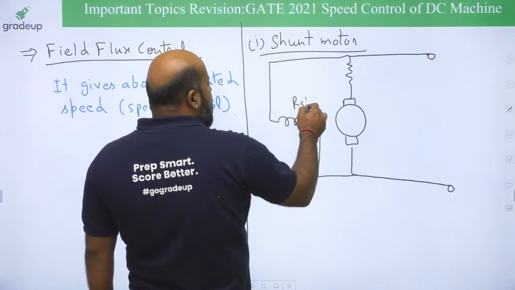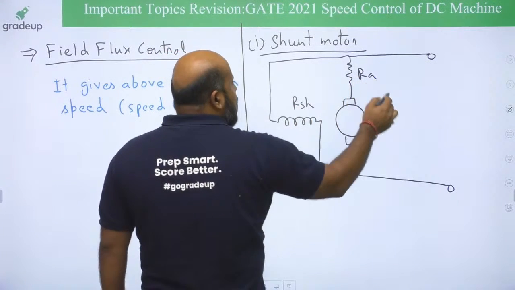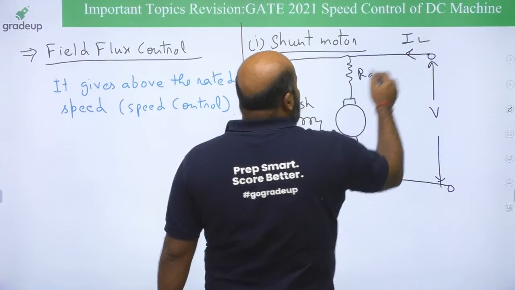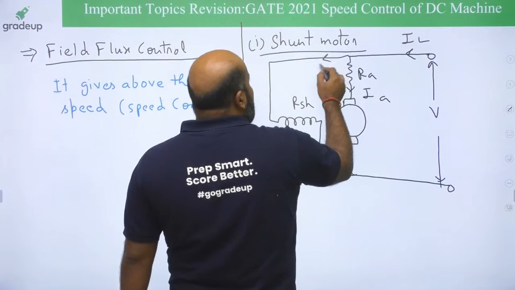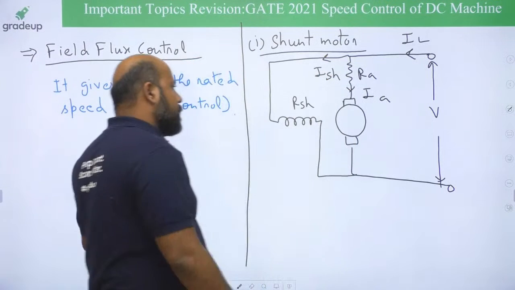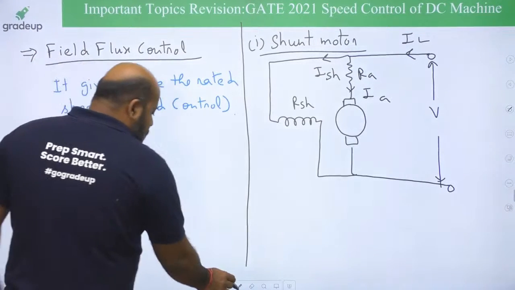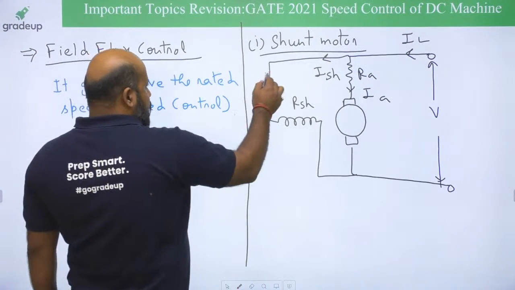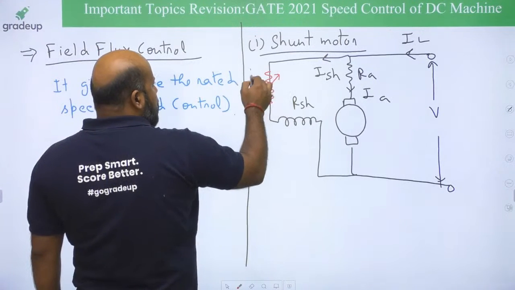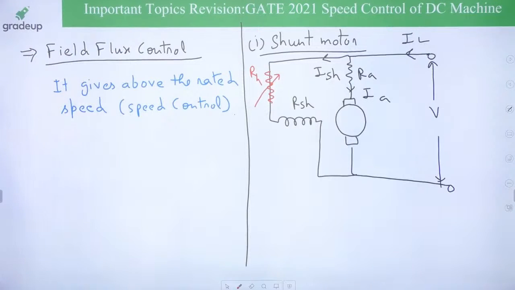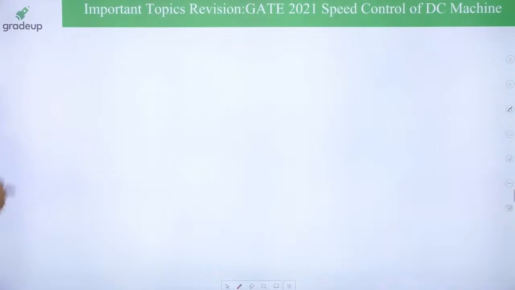This is your shunt field, this is your armature, this is the supply voltage because it is a motor, this is going to be line current, this is going to be armature current, shunt field winding current. If you want to control the flux, what will you do? You will put some external resistance. Suppose it is a variable resistance in the field circuit and you are going to vary it. Yes or no?